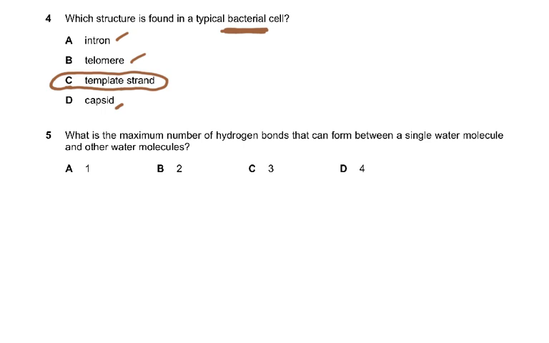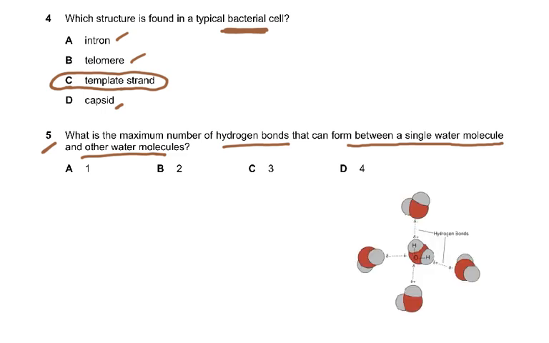Fine. Now coming to question number 5. What is the maximum number of hydrogen bonds that can form between a single water molecule and other water molecules? Now I want to share a diagram with you. Now as you can see here, this is a little confusing. It says what is the maximum number of hydrogen bonds that can form between a single water molecule and other water molecules. So the answer is D. There can be 4 hydrogen bonds with other water molecules.